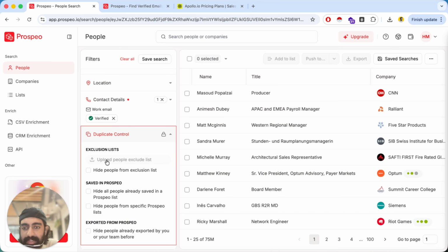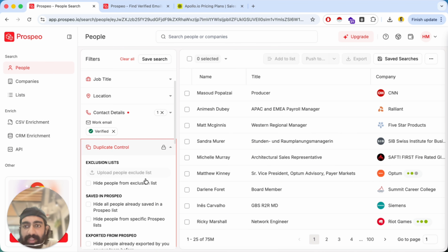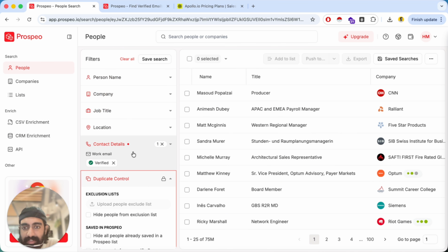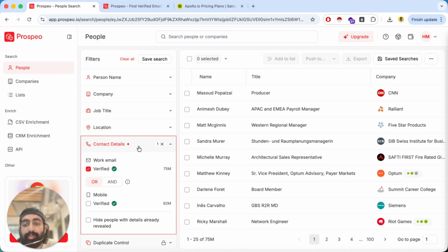Duplicate control is basically trying to hide those people in the lead list that you have already saved in another lead list. Other than that, a game changer now for Prospeo's upside and Apollo's downside is verification. For Prospeo verification, yes, I agree that the lead list goes down by a lot when you verify them. But one thing I can guarantee is this verification is very, very good.